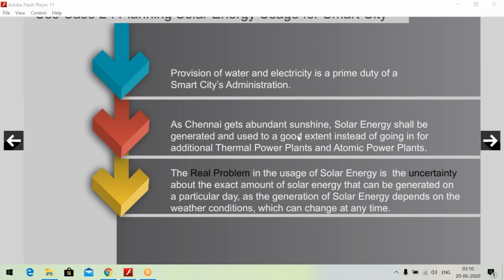See, we are not able to get adequate amount of electricity from the thermal plants, hydroelectric plants, etc. So what is the alternative? Chennai gets abundant sunshine. So can we think of solar energy as an alternative? They immediately contacted the solar energy manufacturing companies and then they told us our real problem is uncertainty. What do they mean by uncertainty?